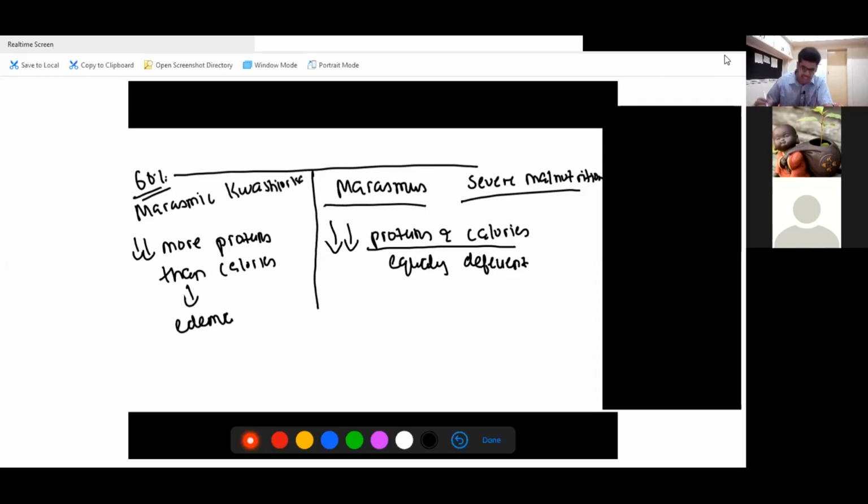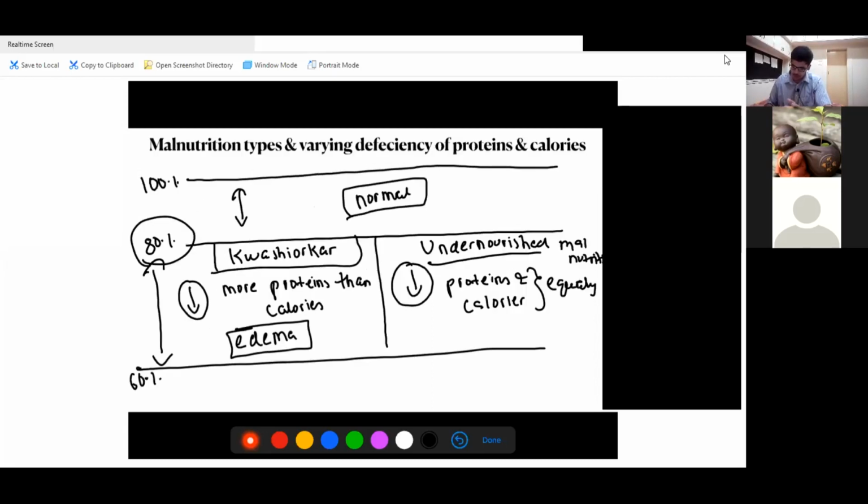So yes, today's lecture is all about making a diet chart. But before making a diet chart, you must diagnose malnutrition. So how will you diagnose? There are four diagnoses, four types. Between 100 and 80% of expected weight, these children are normal.